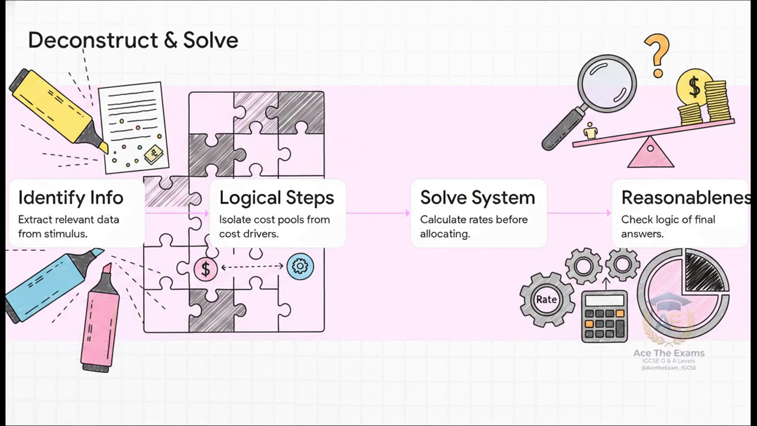If your complex ABC calculation suggests that a basic, low-volume product is somehow absorbing 90% of the massive machine setup costs, pause. Does that make any logical sense? No. A 10-second reasonableness check will save you from compounding errors that could cost you an entire grade boundary.